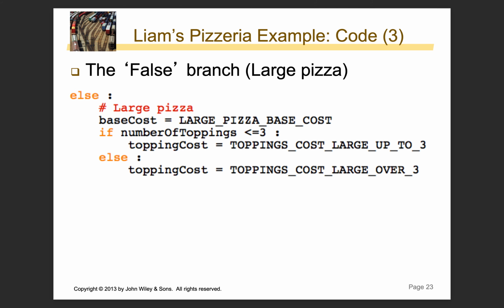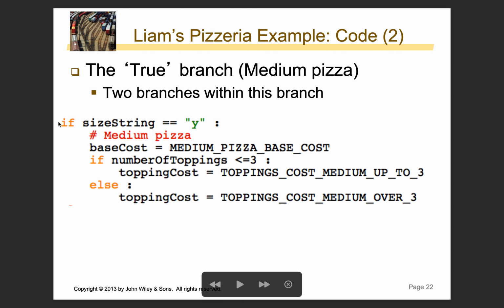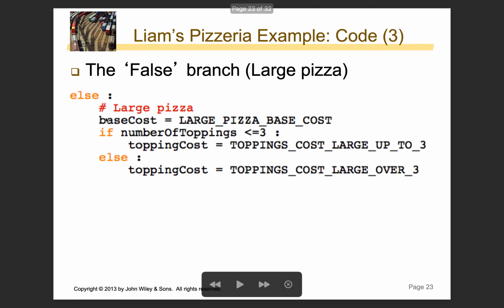In the false branch, this is the initial false branch here. That means that they didn't enter sizeString equals yes, which means they didn't want a medium pizza, which means they wanted a large pizza. So he sets the base cost to a large pizza base cost. And then again, he has an if statement inside this to check the number of toppings. So if the number of toppings is less than or equal to 3, he sets the topping cost to the topping cost of a large pizza up to 3 toppings. Otherwise, he sets the topping cost of a large pizza when you've ordered over 3 toppings.